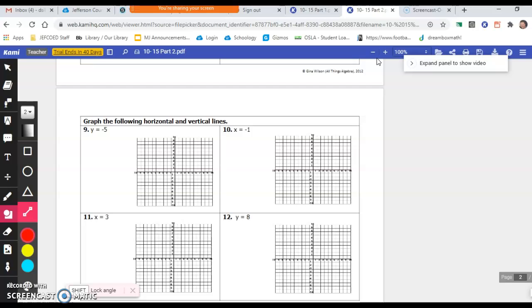9 through 12, guys, you're going to graph the following horizontal and vertical lines. Pretty simple. It's either horizontal or it's vertical. It tells you what axis it crosses, and it tells you where. All you guys have to do is graph the line on those.